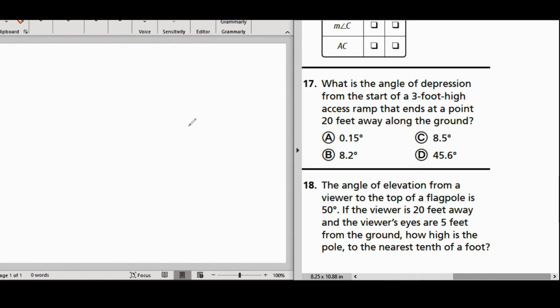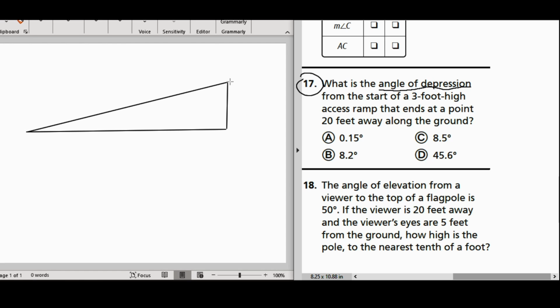All right, now we've got our angle of depression question in number 17. And if you go back to your first day of notes, this is that one that I warned you was going to be the one that you're most likely going to make a mistake on as far as word problems go. I'm going to go ahead and draw this. It says, what is the angle of depression from the start of a 3-foot high ramp access that ends at a point 20 feet away along the ground? So I'm interpreting this as this right here.